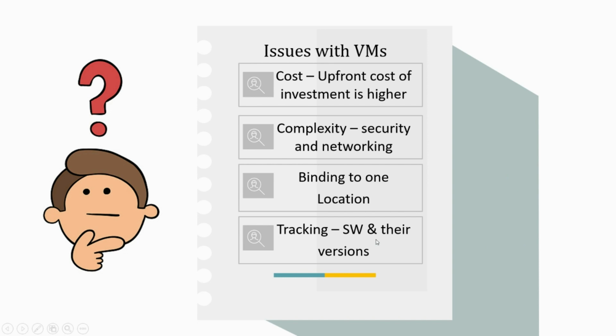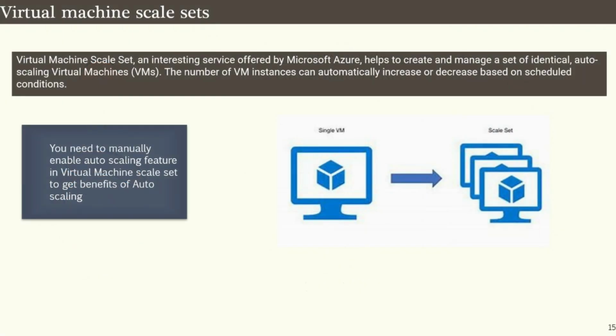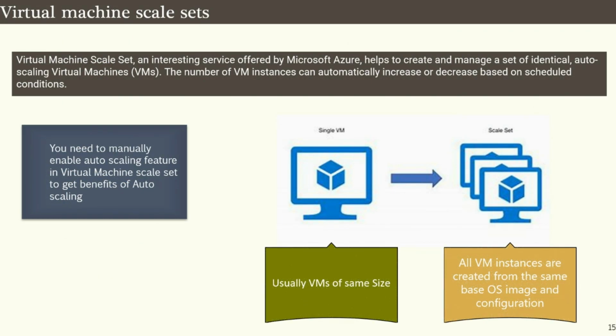Okay, so these are some of the issues with respect to the VMs. Next, let's see the big topic that is related to virtual machine scale set. We know elastic computing is the ability to quickly expand or decrease the computing, processing, memory and storage resources required to meet changing demands without worrying about capacity planning and engineering for peak usage.